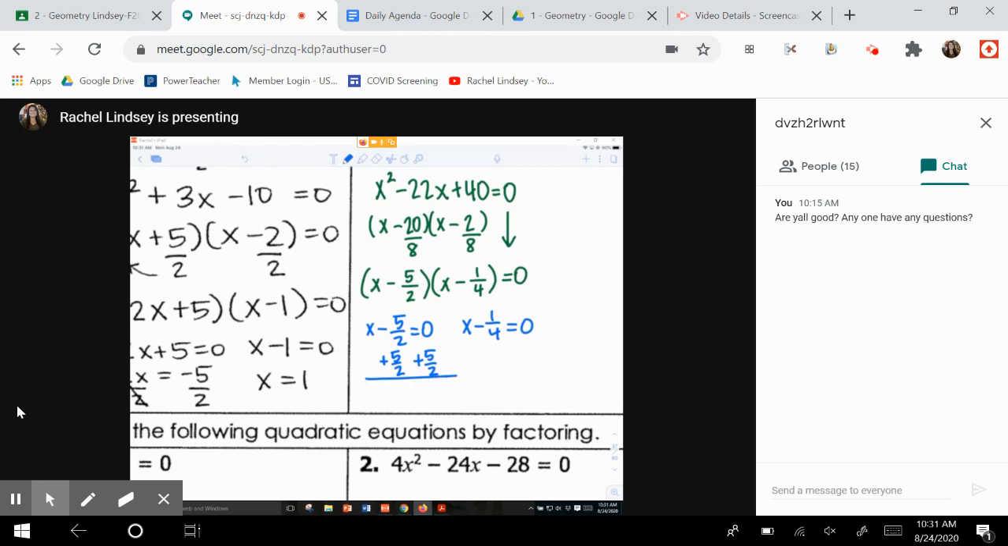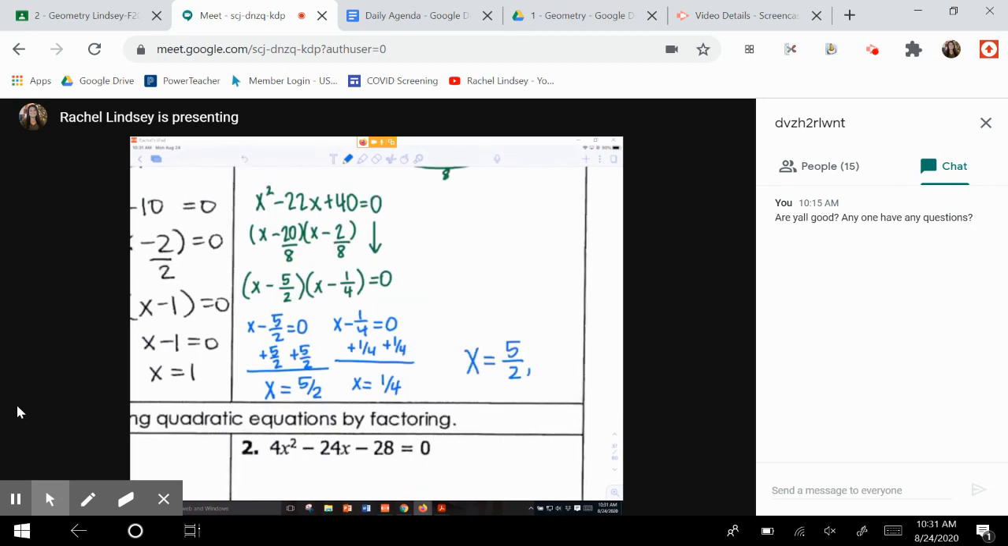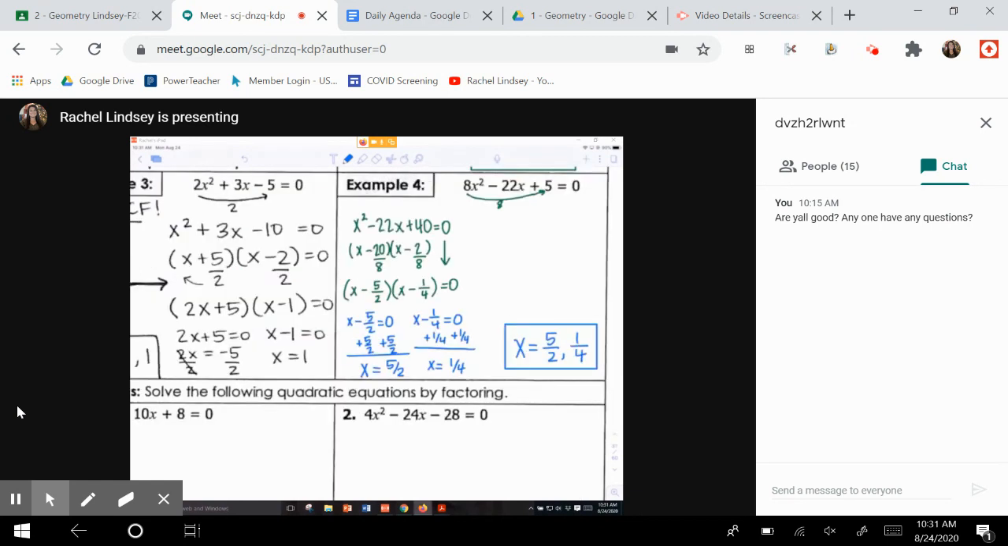So set them both equal to 0, inverse operations. Add the 5 over 2. You get x equals 5 over 2. Same with the other one. Add 1/4 to both sides. You'll get x equals 1/4. So when you skip that last little slide, you're saving yourself some work with the inverse operations right here.